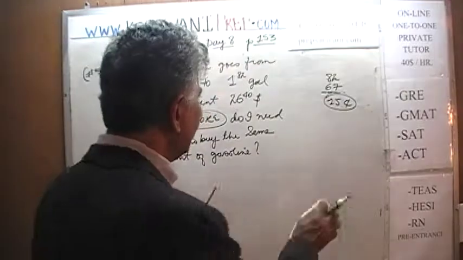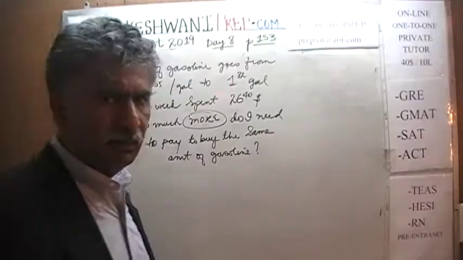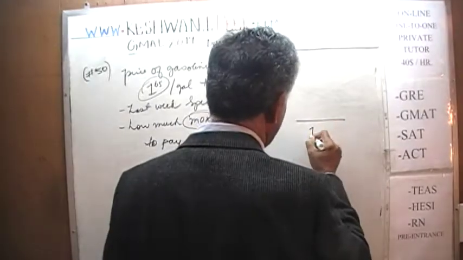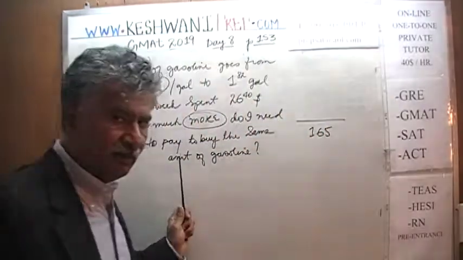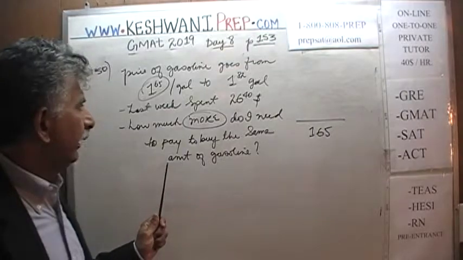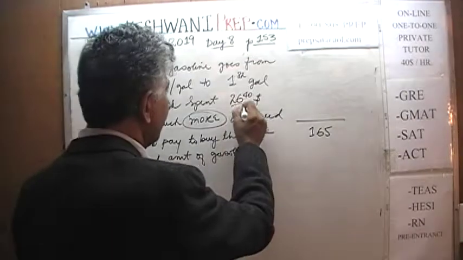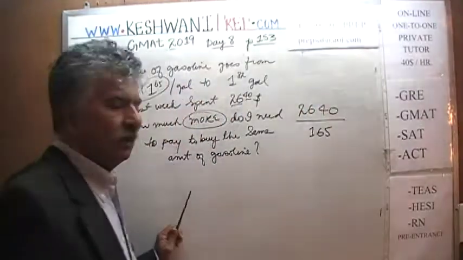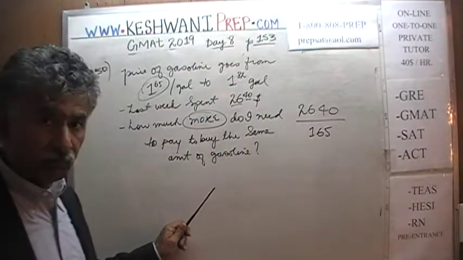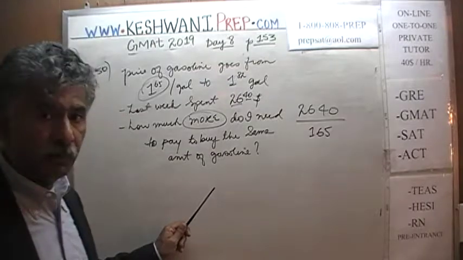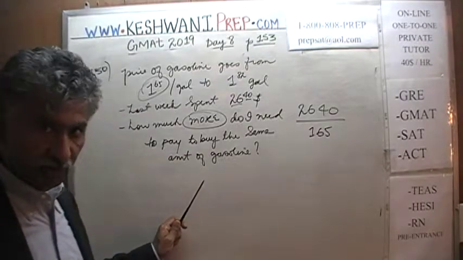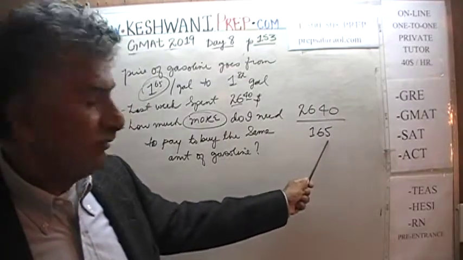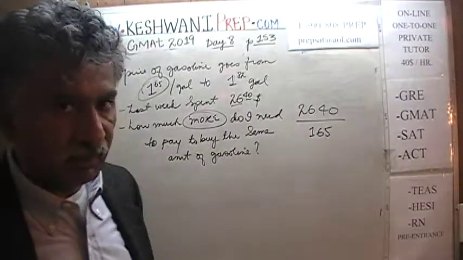Let's find out. How many gallons did I buy last week when the price was $1.65? Well, the price was 165. Let's leave it in cents. Don't put a decimal there. And how much did you spend? You spent $26.40. Let's put the entire thing in cents: 2,640. So far, so good? Let's reduce it. As you can see, this ends in a 0, which means it's a multiple of 5. This ends in a 5. That's a multiple of 5. Let's divide top and bottom by 5.